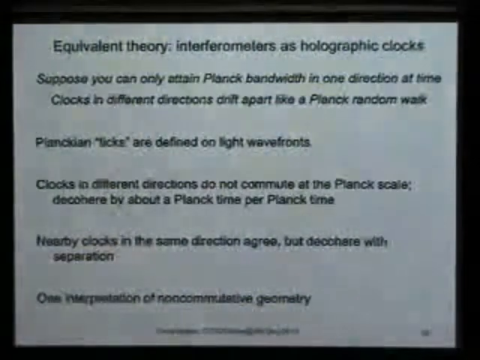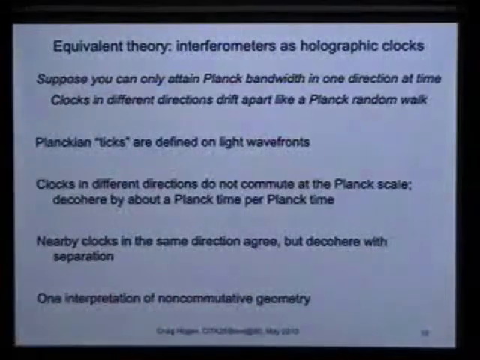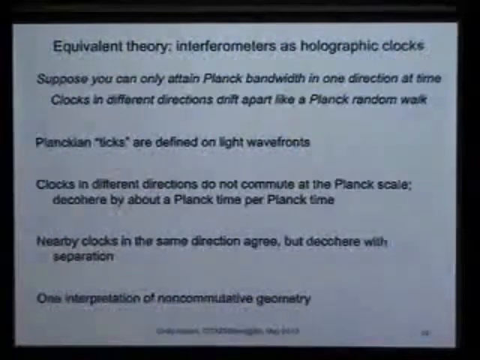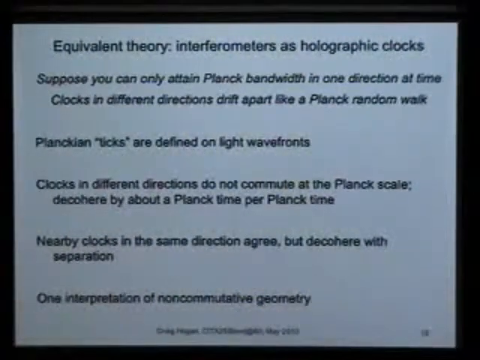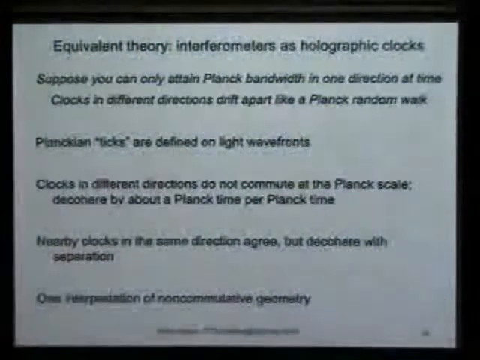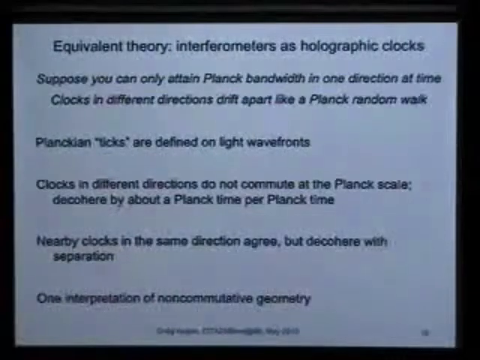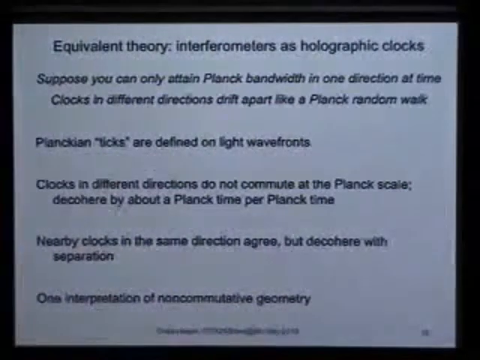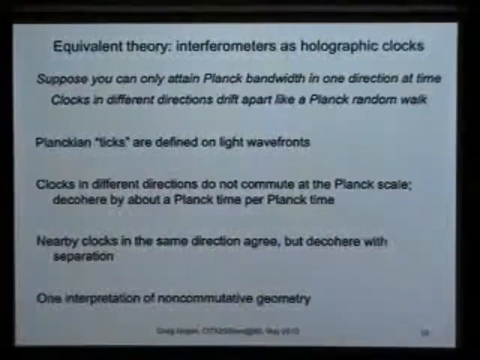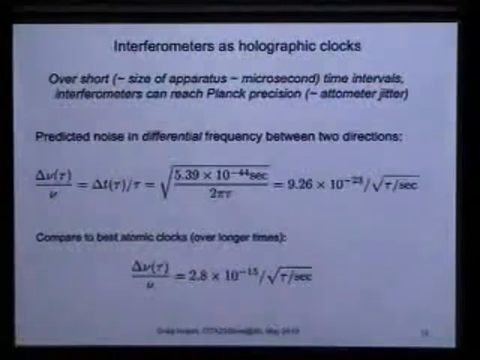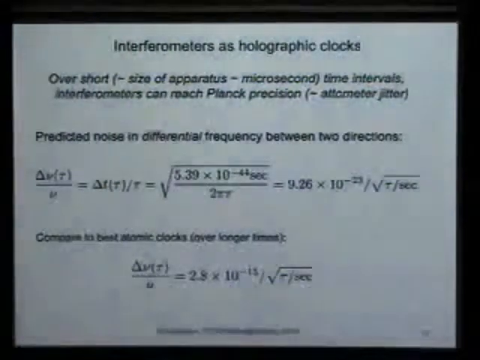And this is actually sort of what you do in an interferometer. You have one arm and another arm. The light goes out in two directions, and you synchronize the phases, send them out, and come back. And you find that the wavefronts have decohered by the amount of Planck random walk travels in that time. So this is one interpretation of non-commutative geometry.